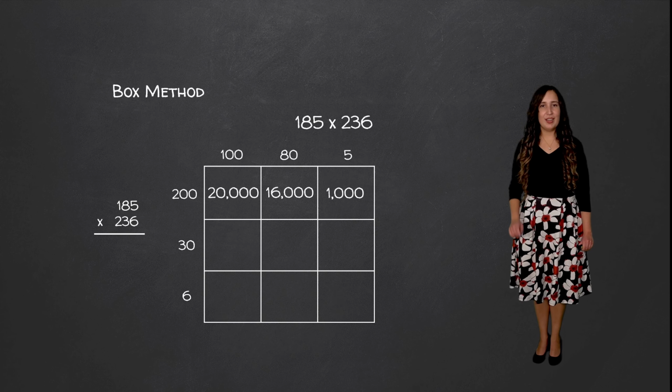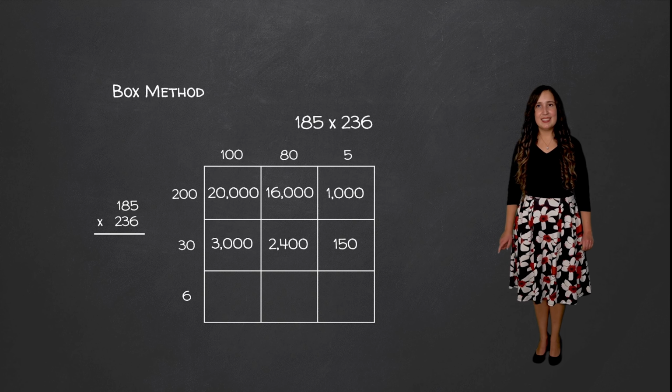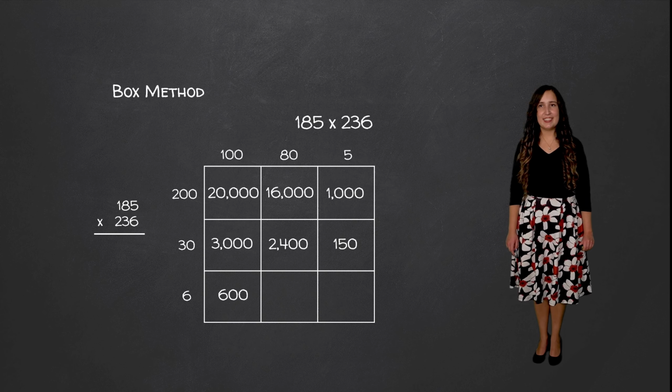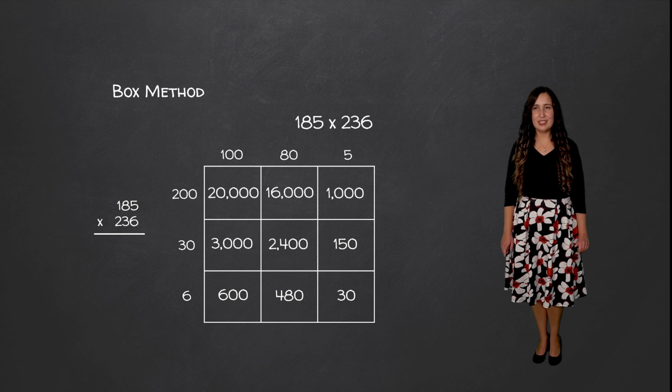And then we're going to move on to the 30. So 30 times 100 is 3,000. 30 times 80 is 2,400. And 30 times 5 is 150. Moving on to the 6. 6 times 100 is 600. 6 times 80 is 480, and 6 times 5 is 30.